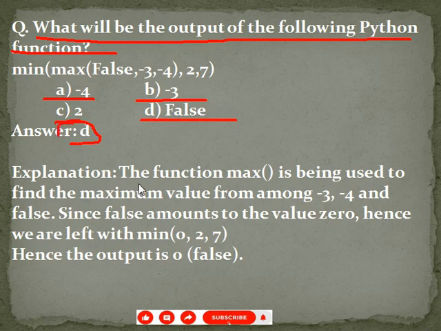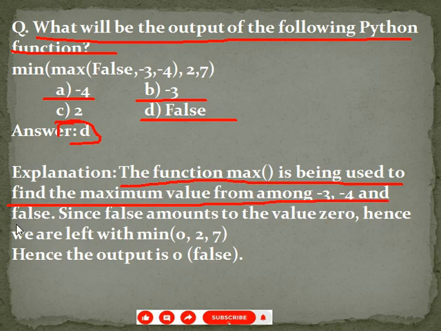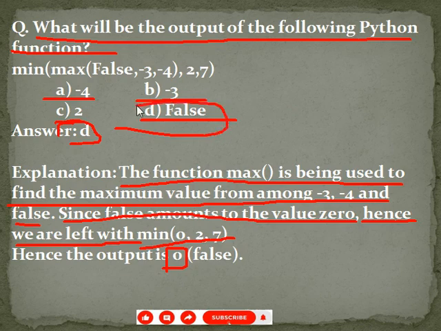See the explanation. The max function is being used to find the maximum value from among -3, -4 and False. Since False amounts to the value 0, we are left with the min function of 0, 2, 7. Hence the output will be 0. So your correct option is option D, False.